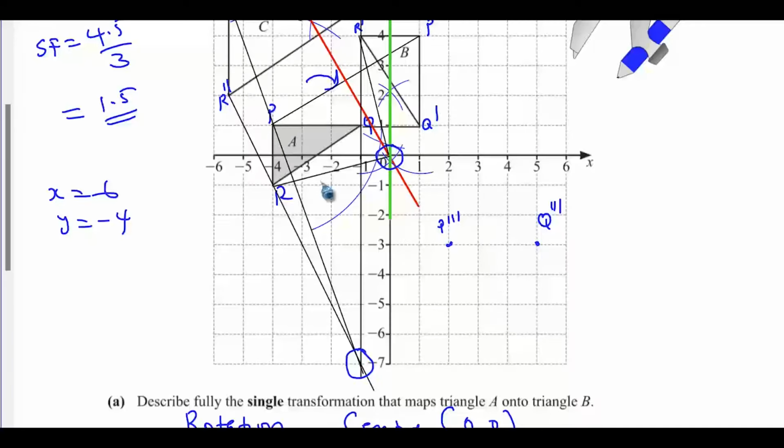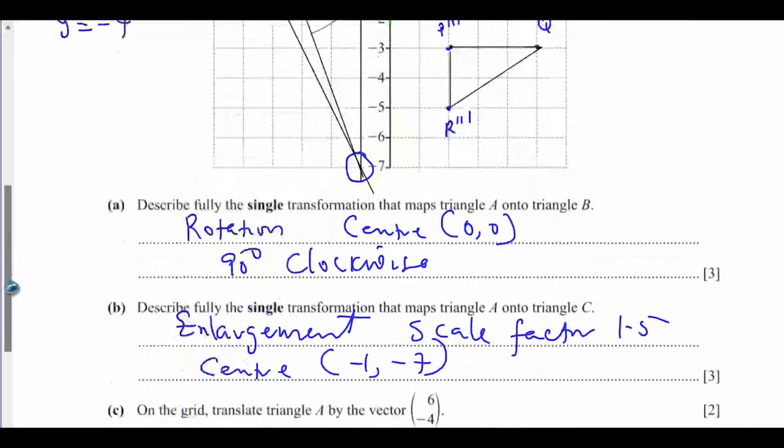1, 2, 3, 4. Okay, that's correct. And for this one, you can also count the gap between them. This is 1, 2. So from here, you just have 1, 2. That means R prime prime prime should be here. You can also confirm that again: 1, 2, 3, 4, 5, 6, 1, 2, 3, 4. So we need to connect them together. You have this, this, and this. So this will be the image. Okay, that has been done.